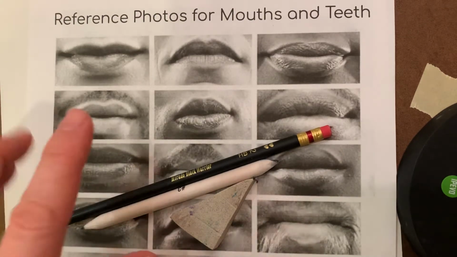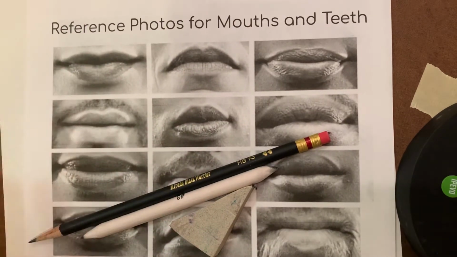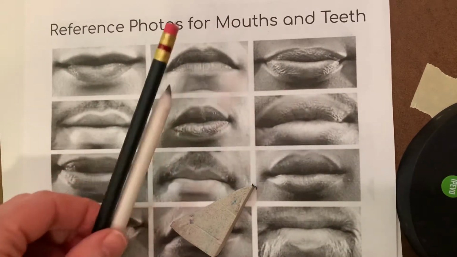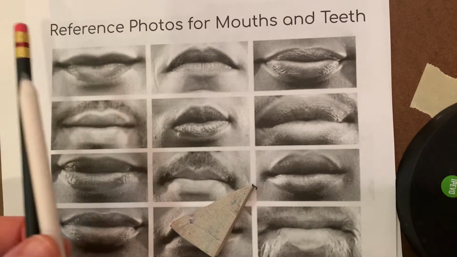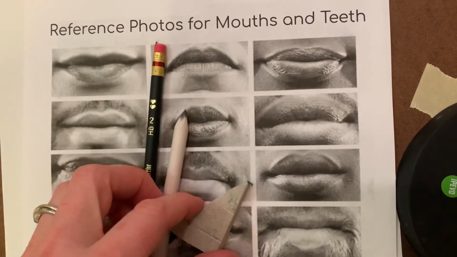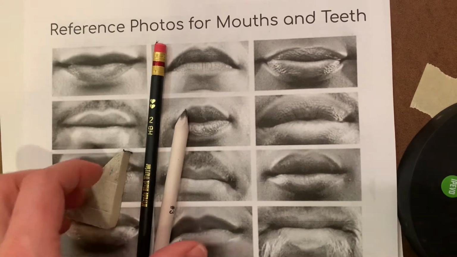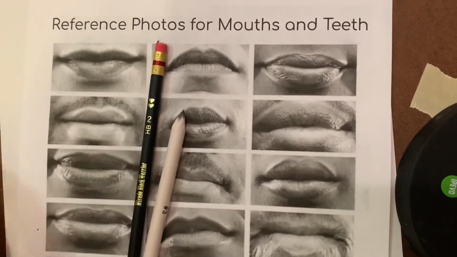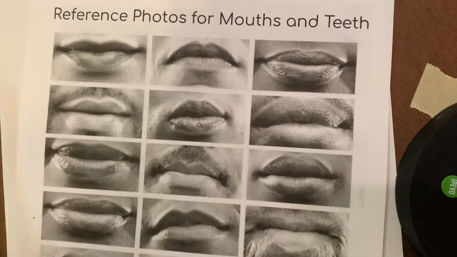Here we are back with some reference photos for mouth and teeth. I'll be showing you two mouths today and talking about how to draw a mouth, and you're going to be drawing three mouths and shading the mouth. So you'll need an eraser, a pencil, and maybe your blender if you like.